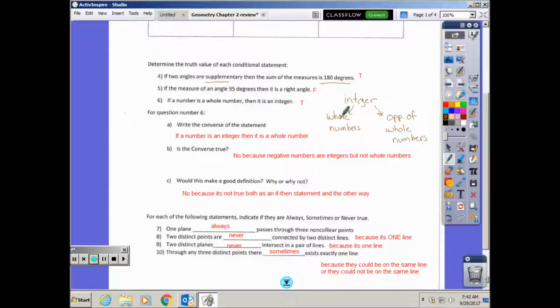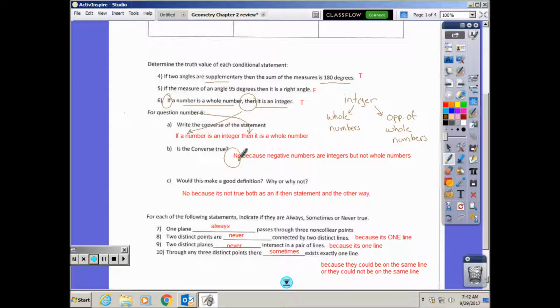6a asks you to take the statement in 6 and rewrite it as the converse. That means you take this then part and it becomes the if. And you take the if part and it becomes the then. So we write, if a number is an integer, then it is a whole number. That's not true. That's false. You don't have to write this, but negative numbers are integers, but they're not whole numbers. That's why this is false.